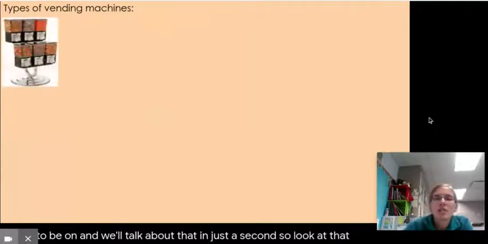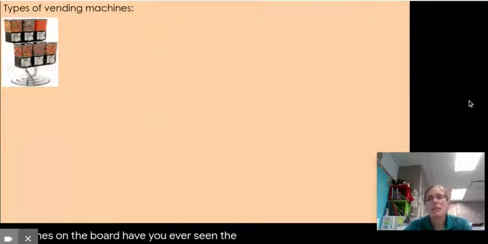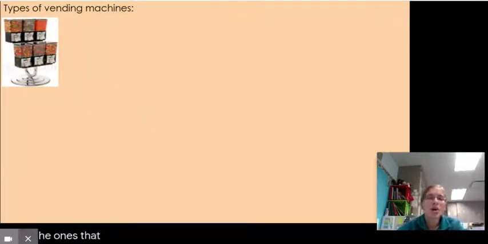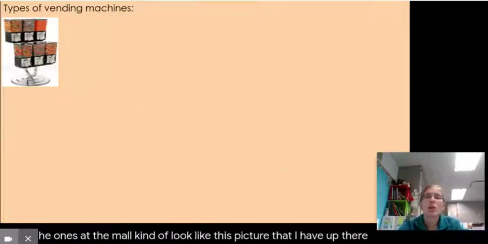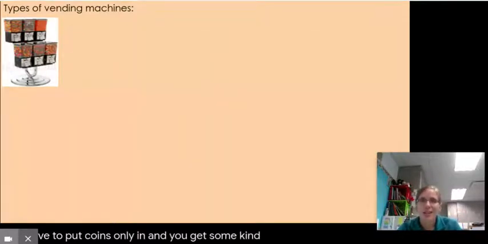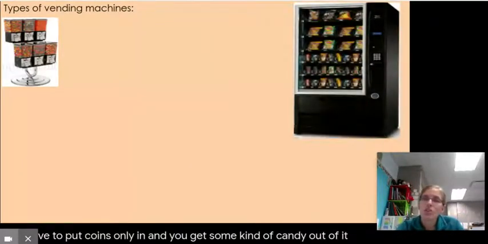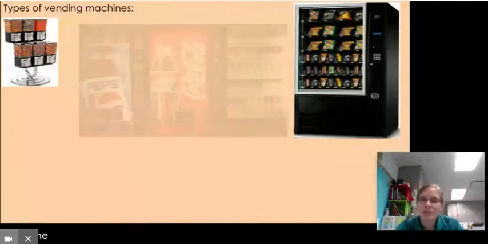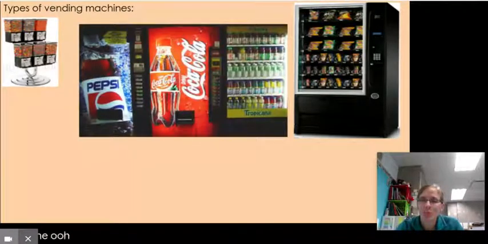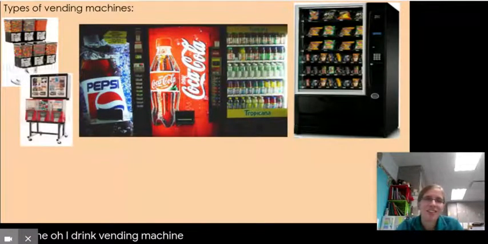So look at the vending machines on the board. Have you ever seen the ones at the mall if you've been there? The ones at the mall kind of look like this picture that I have up there where you have to put coins only in and you get some kind of candy out of it. Or a chip and chocolate bar machine. Ooh, a drink vending machine.